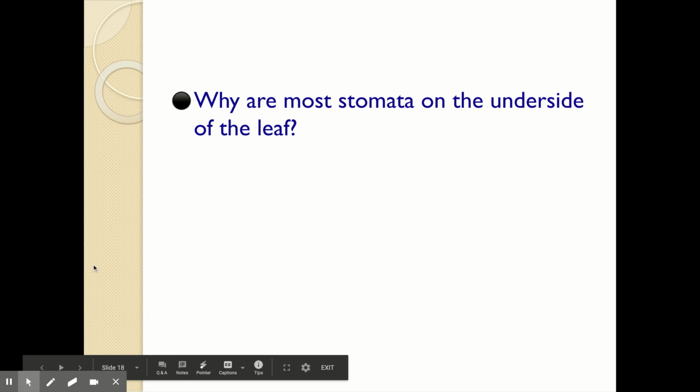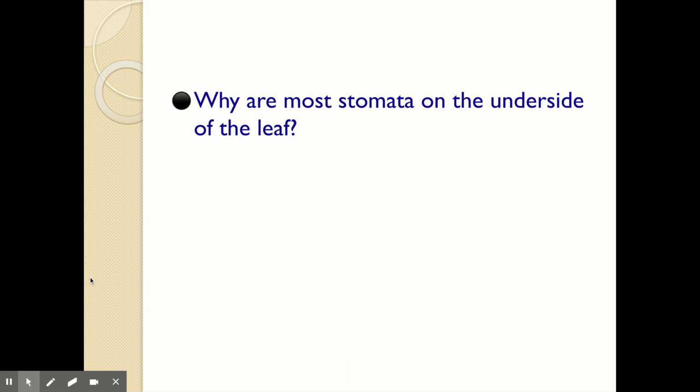Okay. And if you think about it, why are most stomata on the underside of the leaf? You're allowing easy access for that oxygen to be released. You're also getting the most contact of sunshine at the top, so you don't want to lose too much water either.